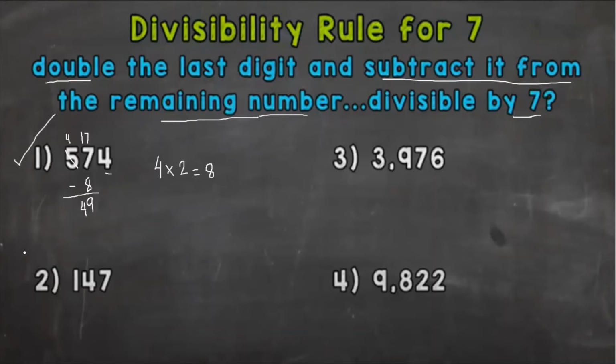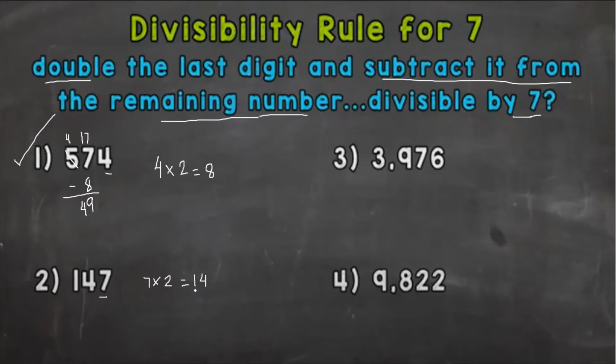Okay, now let's continue. Let's try to answer the number 2 example here. For number 2, we have 147. Going back to our rule, we double the last digit. What's the last digit for this one? It's 7. Double the last digit, 7. It is just like saying 7 times 2. The answer is 14. 7 times 2 is 14.